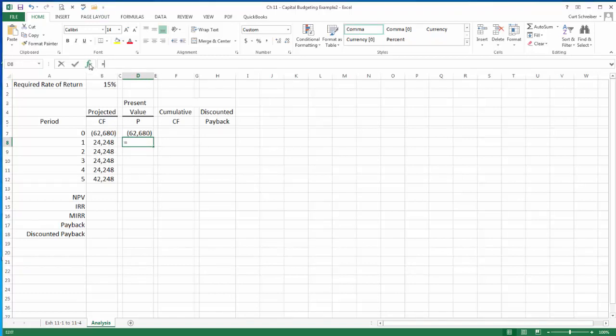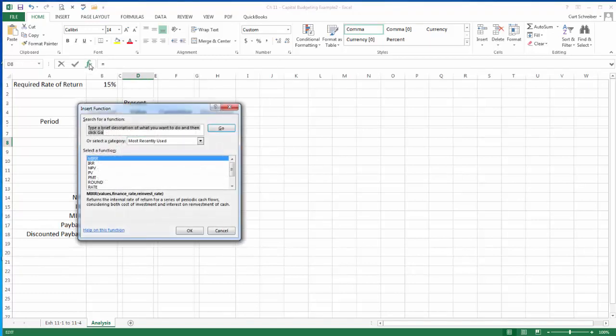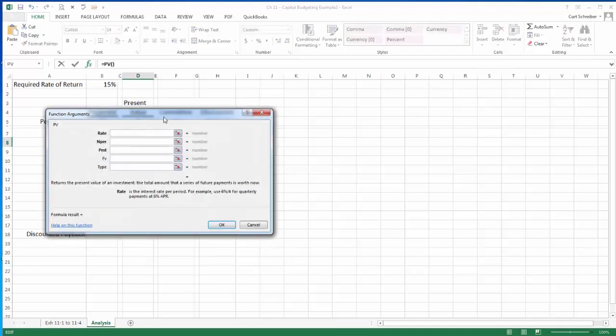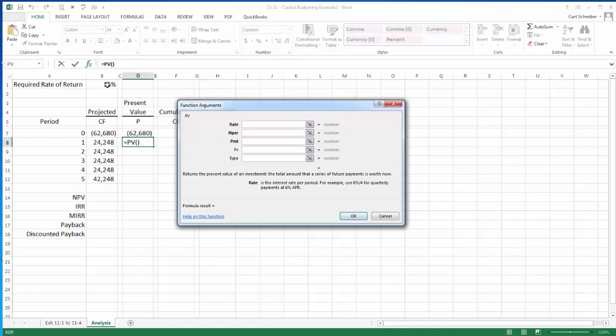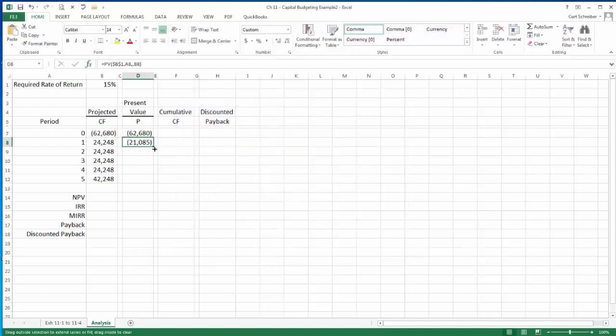Let's go ahead, click on insert function and click on present value, enter PV, enter 2 times, and our rate is going to be equal to 15%. The number of periods is equal to 1, and the future value is equal to 24,248. And up here in the rate, let's click back in there and hit the F4 key to get the absolute referencing. And once we do that, we can go ahead and copy this down through time period 4.